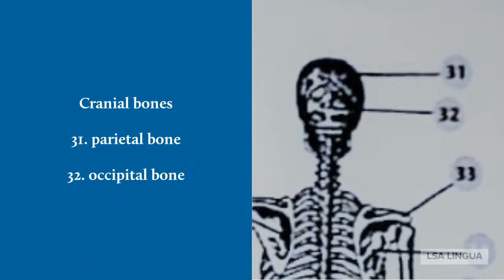Turning to cranial bones. In 31, we see the parietal bone, which consists of 2 bones that form the sides and the roof of the cranium. In 32, we see the occipital bone, found at the lower back area of the cranium.